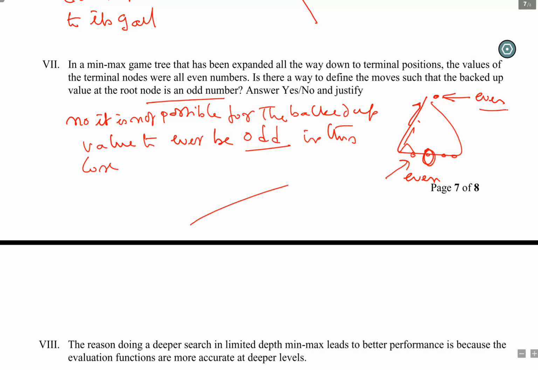Of course, a lot of you said you can use expectimax, but expectimax is not min-max. Okay, you did get partial points if you said expectimax, but really I was hoping that you'd realize that min-max will basically take one of the values that is actually true at the leaf node.